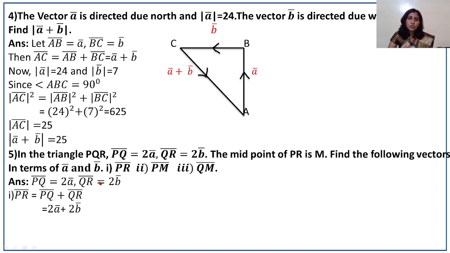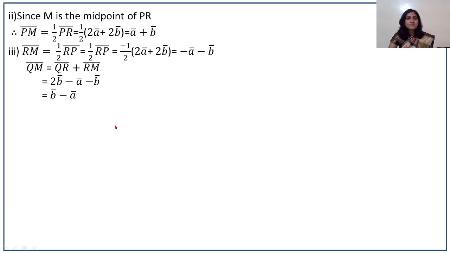QR bar is equal to 2B bar. PR bar is equal to PQ bar plus QR bar. So it is 2A bar plus 2B bar. This is very simple. Then what is next?